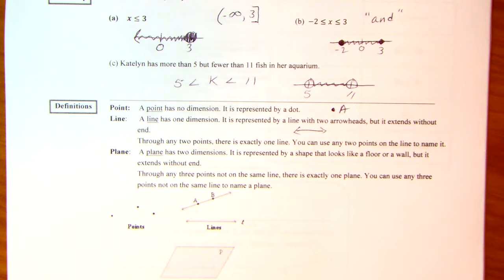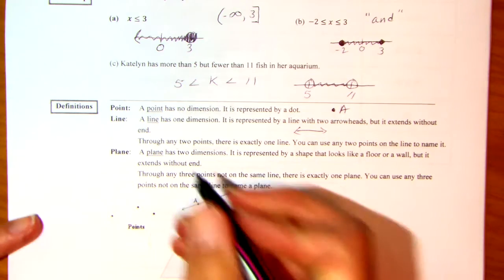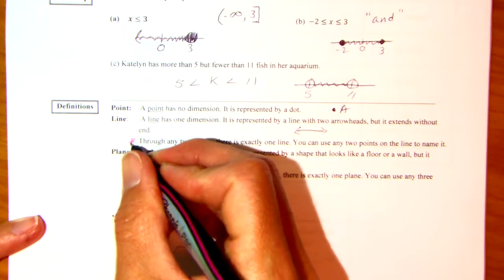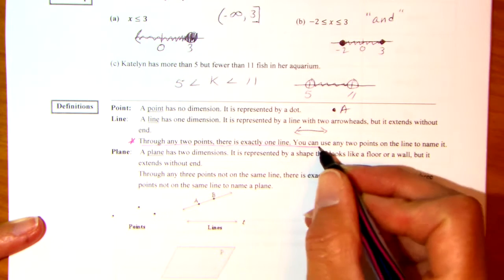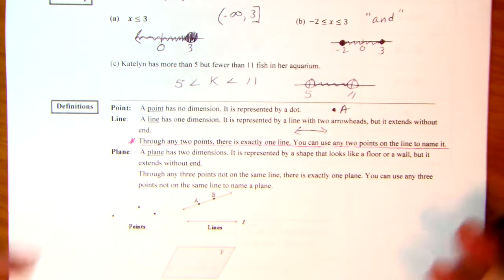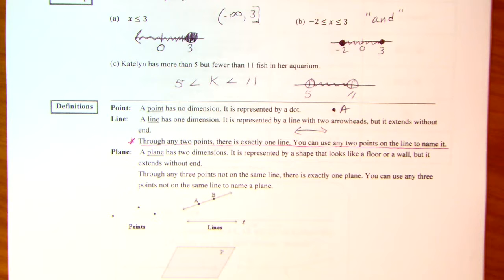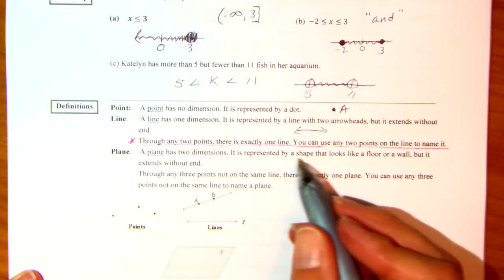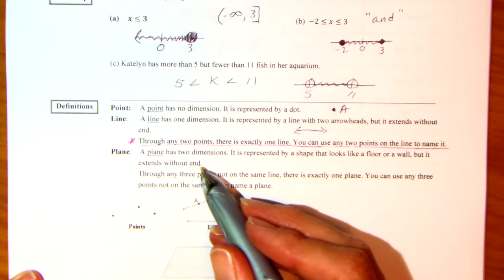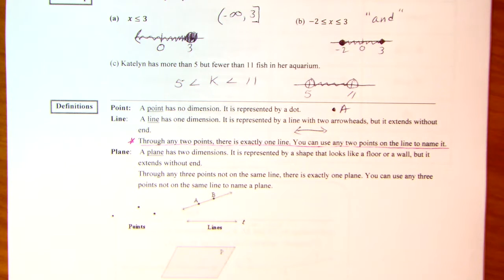And this is the one little part that I want to really point out right here. Through any 2 points, there's exactly one line. You can use any 2 points on the line to name it. Okay, so that's really important. A plane has 2 dimensions. It is represented by a shape that looks like a floor or a wall, but extends without end. So it goes on forever.